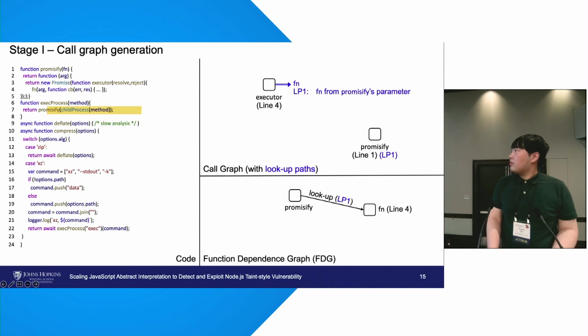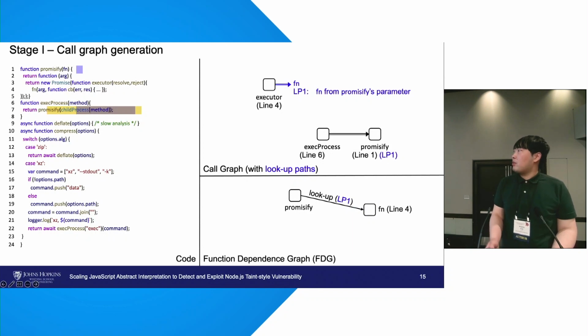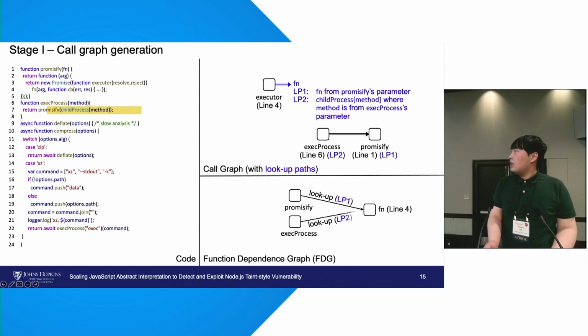At line 7, when exec process calls promisify, although we still don't have a concrete value for the parameter, we know that fn can be replaced by child_process method. Therefore, we can add another alternative lookup path and add such dependencies in the function dependence graph in the same way.